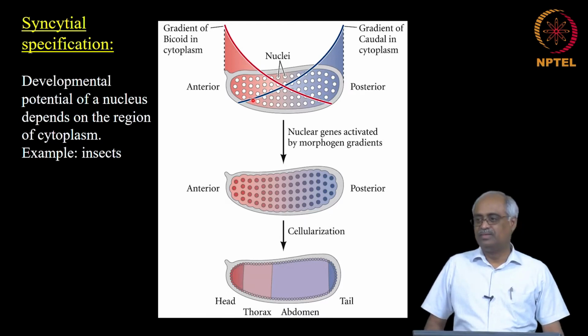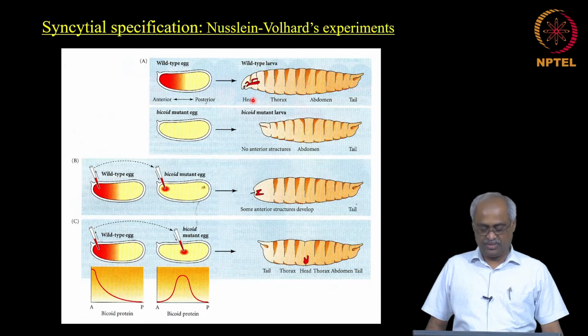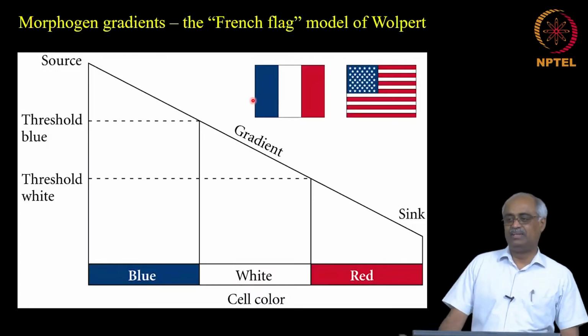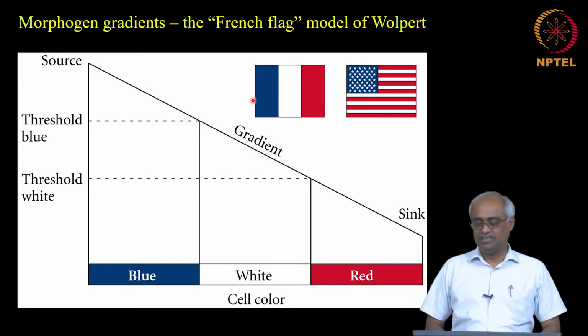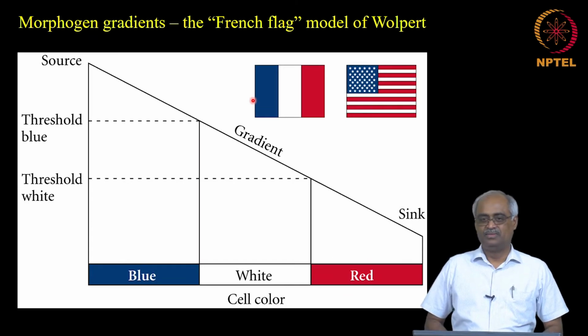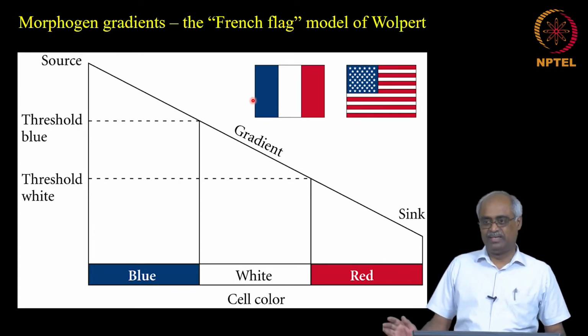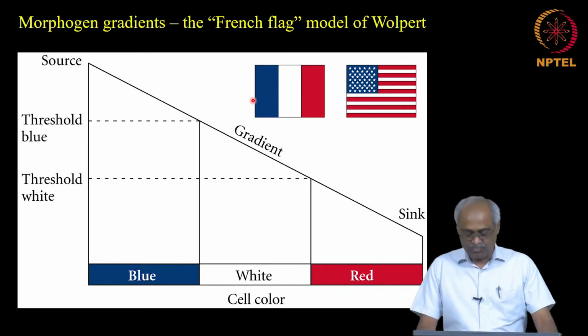Some molecules function primarily based on their concentration gradient, and that is what this French flag model by Wolpert tries to explain. Wolpert has another well known textbook on developmental biology. Scott Gilbert's is, I feel, better organized for our purposes, and therefore we follow that, but there is another equally good book by Wolpert.